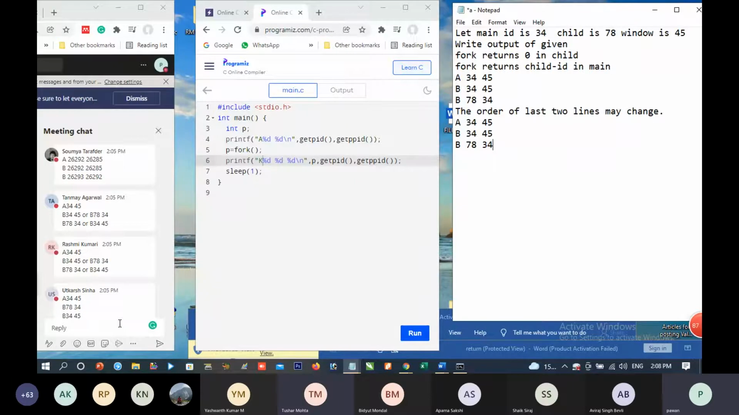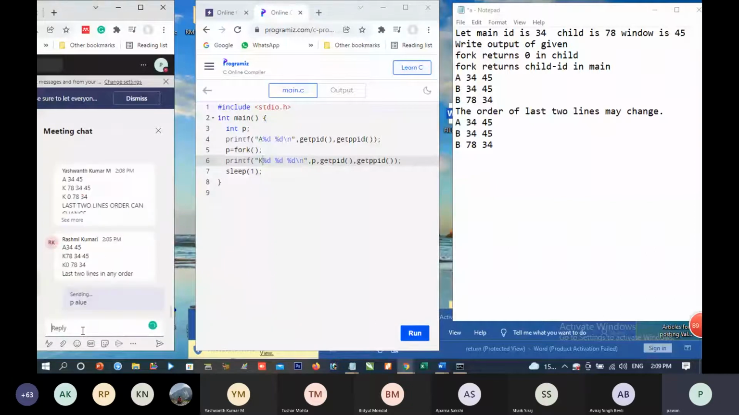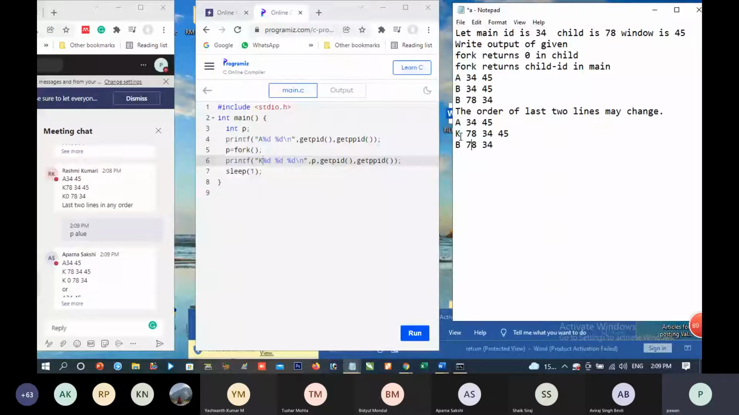So please scroll. Very good. In the main, the value of P will be 78 and in the child, the value will be 0. Fine.